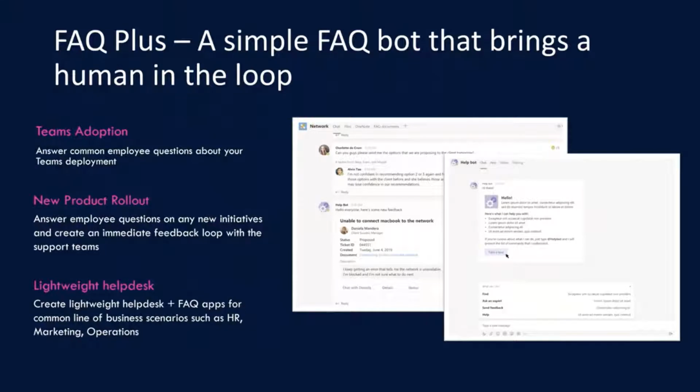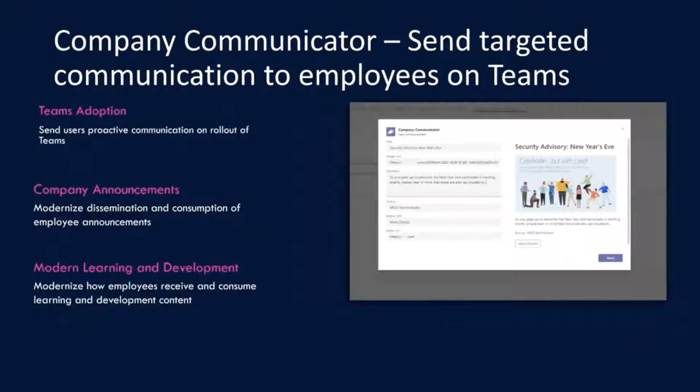FAQ uses the same principle, and it's a simple bot that brings human interaction into the loop. It answers the common employee questions about Microsoft Teams deployment, and it could help not just with Teams, but with other product rollouts. Company Communicator sends messages to target users inside of Microsoft Teams. This is really useful if you want to spread a message globally across Microsoft Teams. This app will help you to do this.